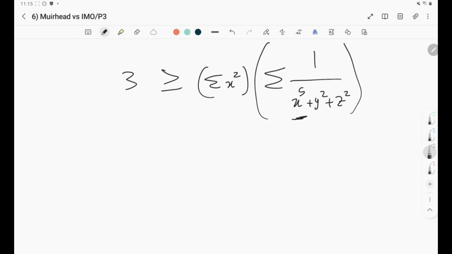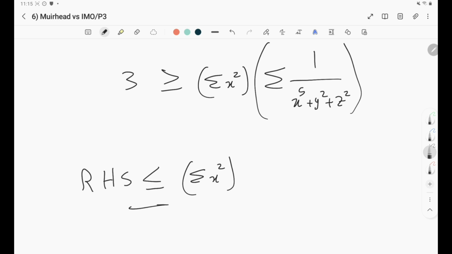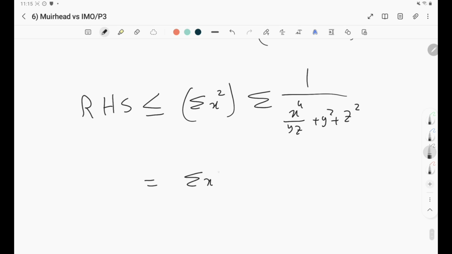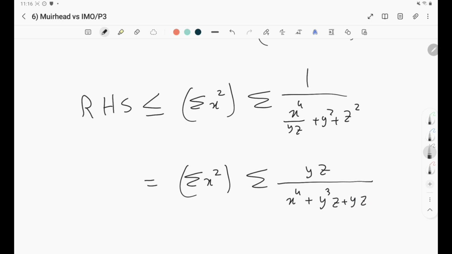So I'm going to replace this x to the 5 with x to the 4 over yz. Or you can simply do the following. Say RHS is less than or equal to sigma x square. Of course, formally you should do that. RHS is less than or equal to sigma x square times sigma 1 over x to the 4 over yz plus y square plus z square. And now, of course, we need to fix that. This is equal to sigma x square times, the yz will be above in the numerator, and the x to the 4 is still there. Now we have y cubed z plus yz cubed.